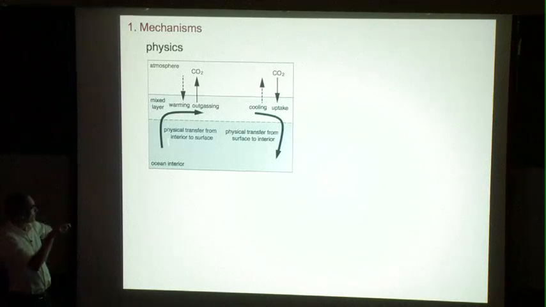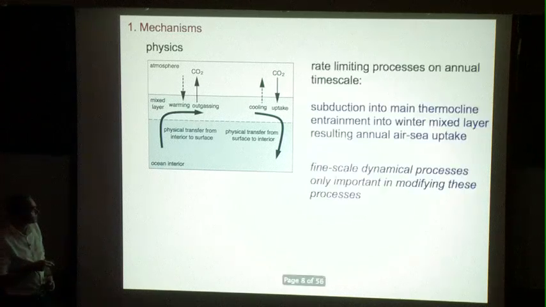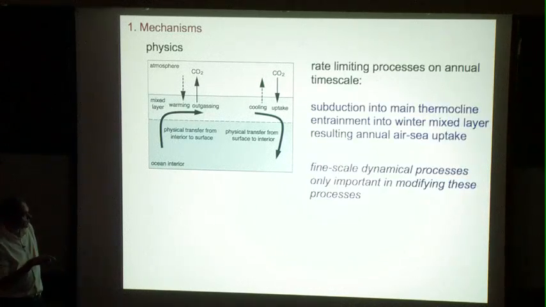cold waters being entrained up and warmed, and these carbon-rich waters are then outgassing linked to that warming. And then somewhere else over the globe, there's a cooling and a CO2 uptake. And so you could argue that the rate-limiting process, what we're concerned about, is the mismatch, really, between these two processes. And I would argue, just on the basis of the timescales, we should be interested in what are the rate-limiting processes on annual timescales.